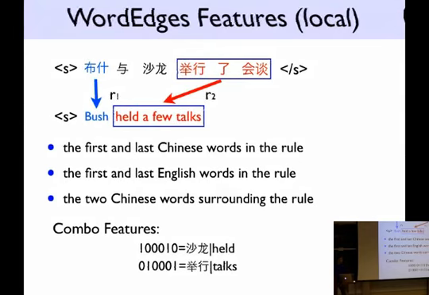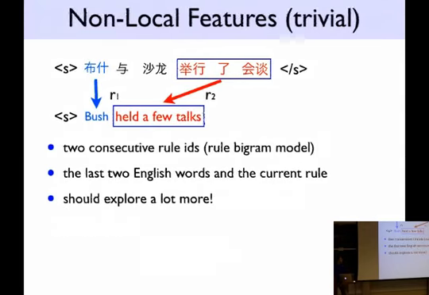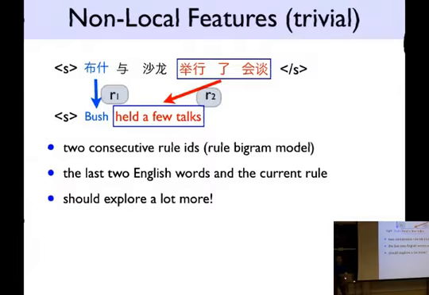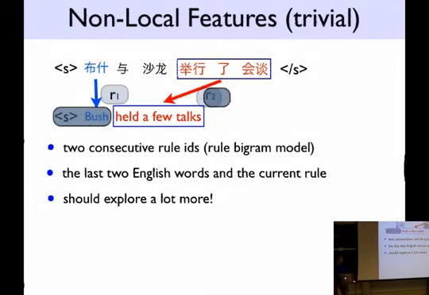We also have non-local features, but there are relatively few of them. Non-local features go beyond the rule boundary. Say, between two rules, like a rule bigram, that's one of the non-local features. And the current rule together with the previous two words being translated is another non-local feature. So far, we only have these two non-local feature templates, and we should have explored a lot more. But you'll see in experiments that just these two non-local features help us a lot, almost giving us one BLEU point improvement. A very small number of features, but very powerful.